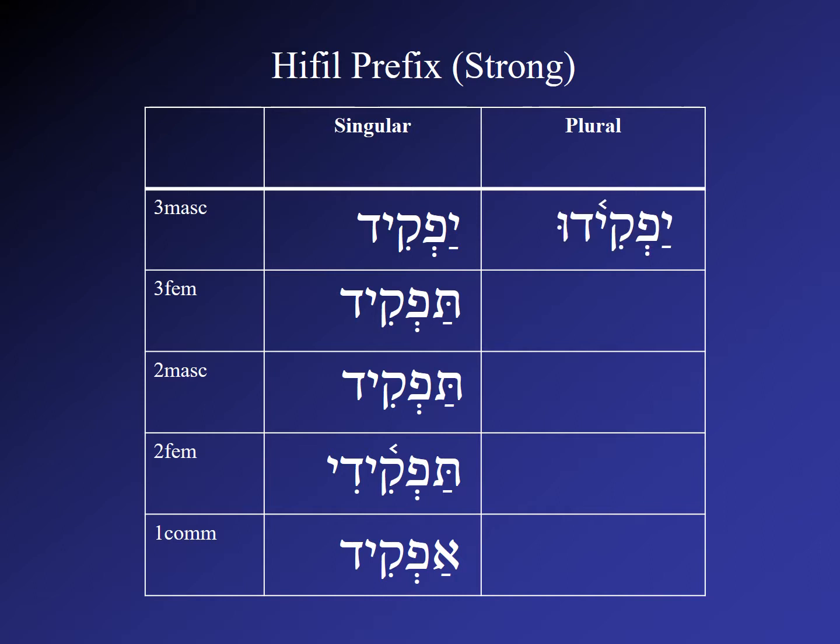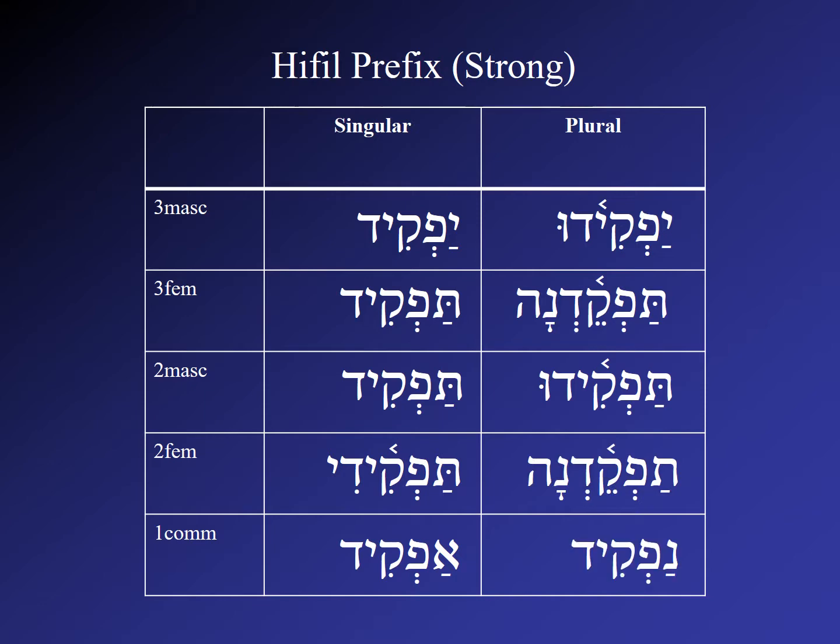In the plural, yaf-kidu, taf-kedna. Notice that our hirek yod is reduced here. Taf-kidu, taf-kedna, and then naf-kid. So in all of these forms, we have the hirek yod, except for the third feminine and second feminine plural, in which case, when we add that na ending, we lose the hirek yod.